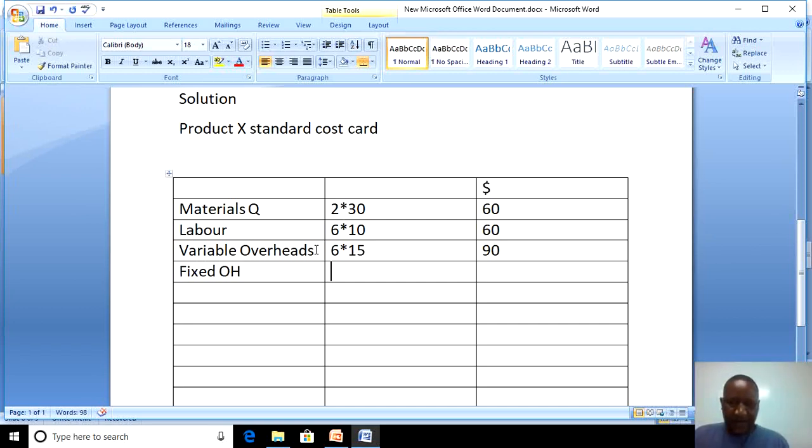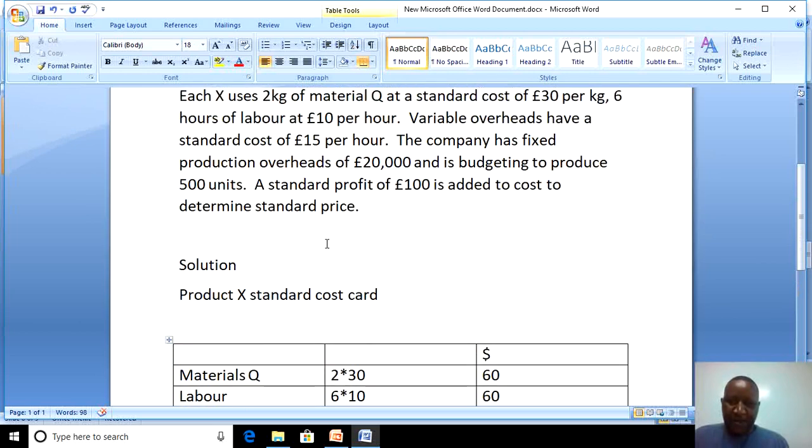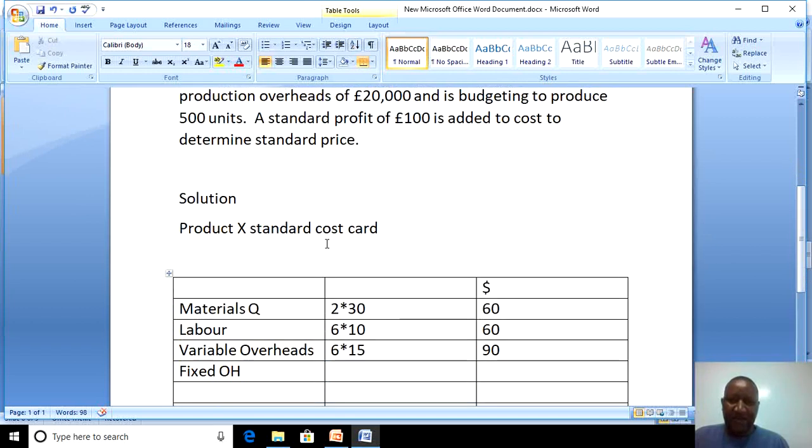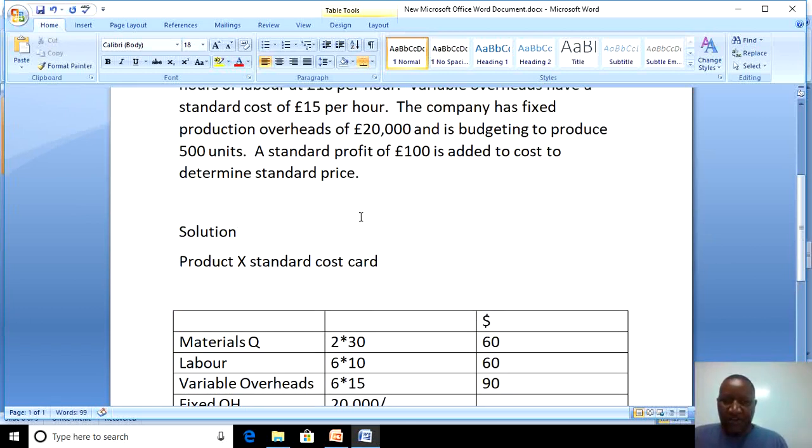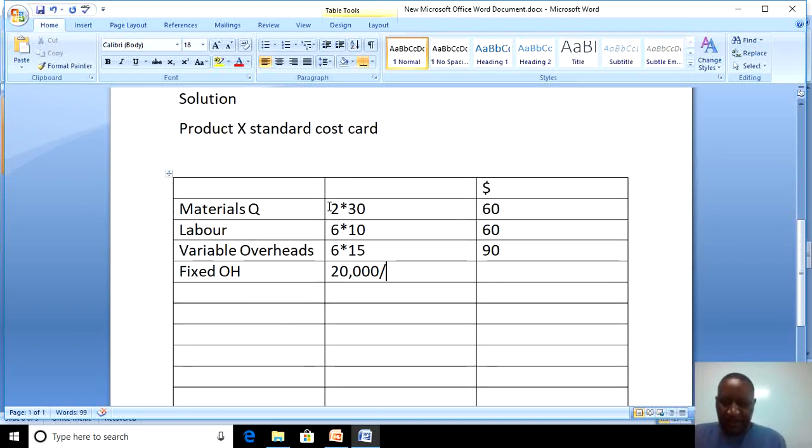How do we calculate the fixed overheads? It's the budgeted fixed overheads divided by the budgeted activity level. So we have the 20,000 as the budgeted fixed costs divided by 500 units as the budgeted output level. If you divide 20,000 by 500, you must get something like 40. So now we have the costs established.